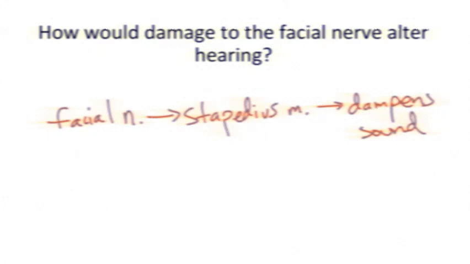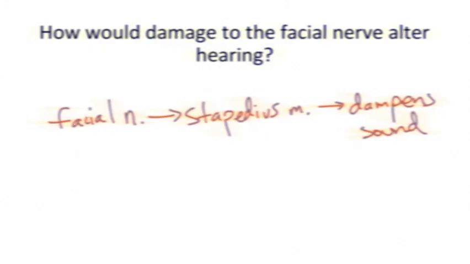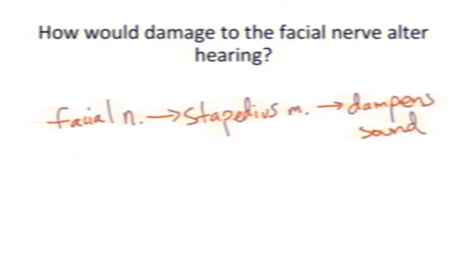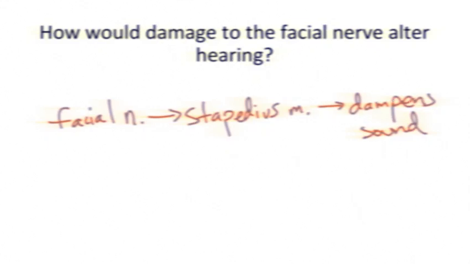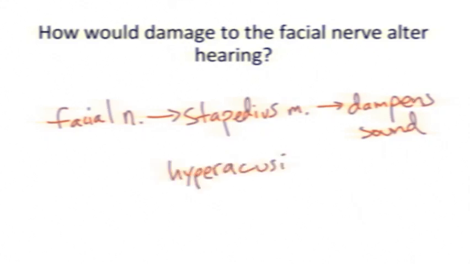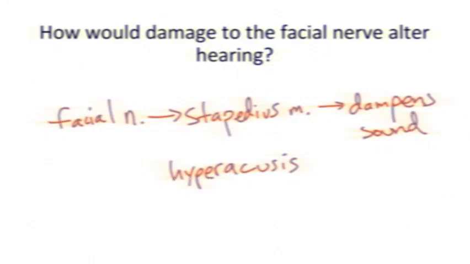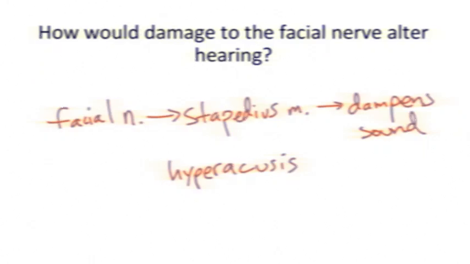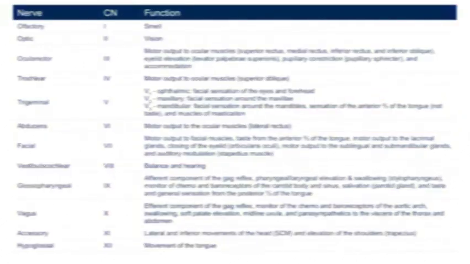When de-innervated, the stapedius muscle loses its control on the stapes bone, such that the bone can oscillate more forcefully, causing the patient to experience sensitivity to sound, or hyperacusis. As we can see, damage to the facial nerve would result in hypersensitivity to sound. From table 8.1, we can see that the facial nerve is normally involved in modulating sound. And again, that is through the stapedius muscle.